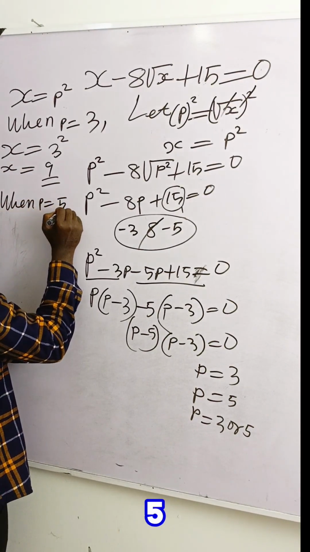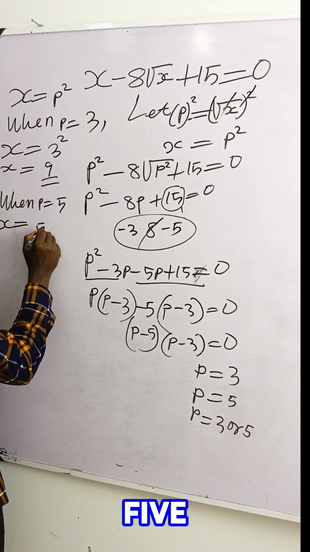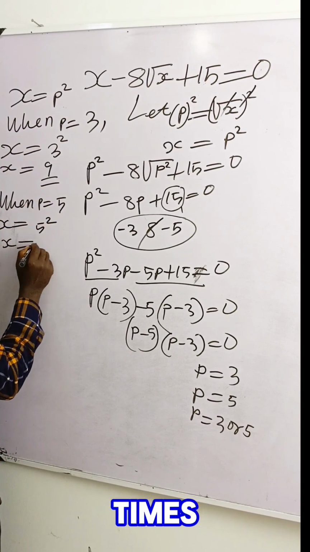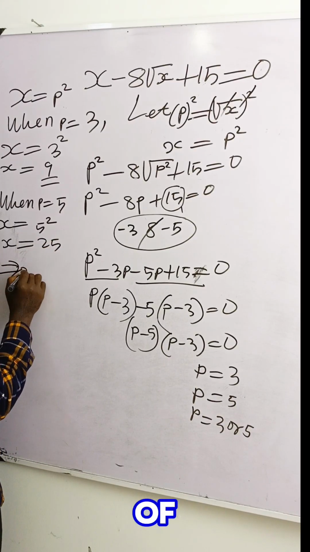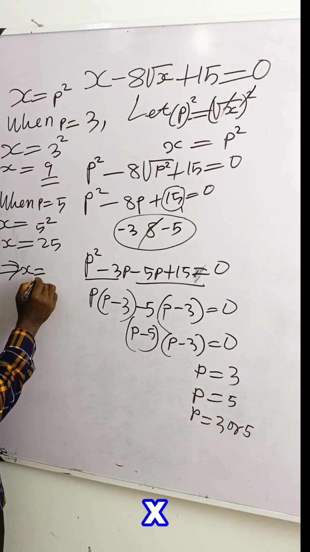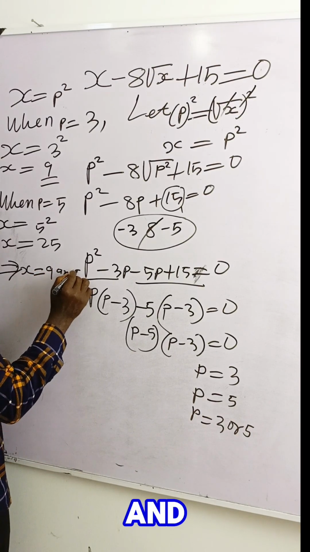Then when p is equal to 5, our value of x is equal to p squared, that is 5 squared. And 5 squared means 5 times 5, which will give you 25. The implication is that our values of x are 9 and 25.